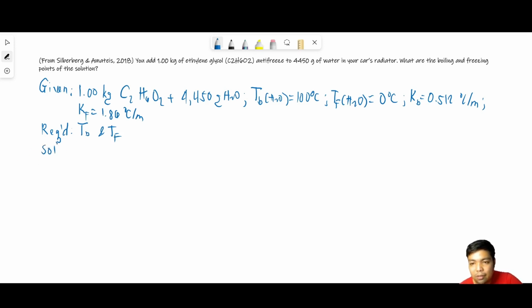So how do we solve this? I suggest you write your working equation first. Your working equation, we have already seen that. The boiling point of your solution is equal to the boiling point of the pure water plus KbMi, and the freezing point of your solution is equal to the freezing point of your pure water minus KfMi. Okay?